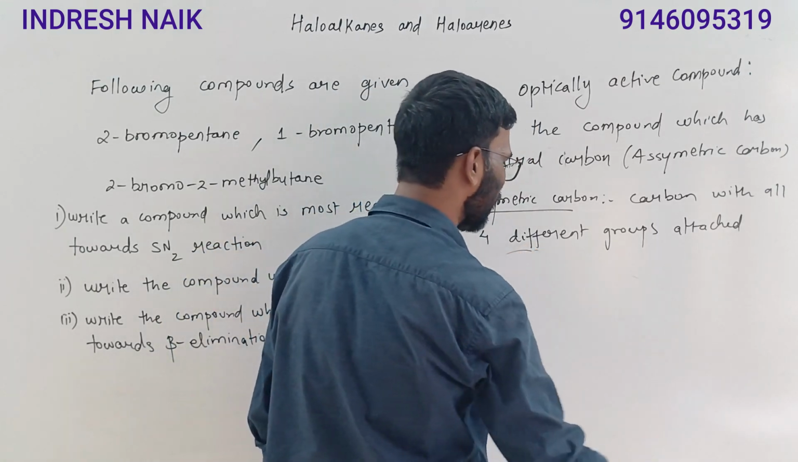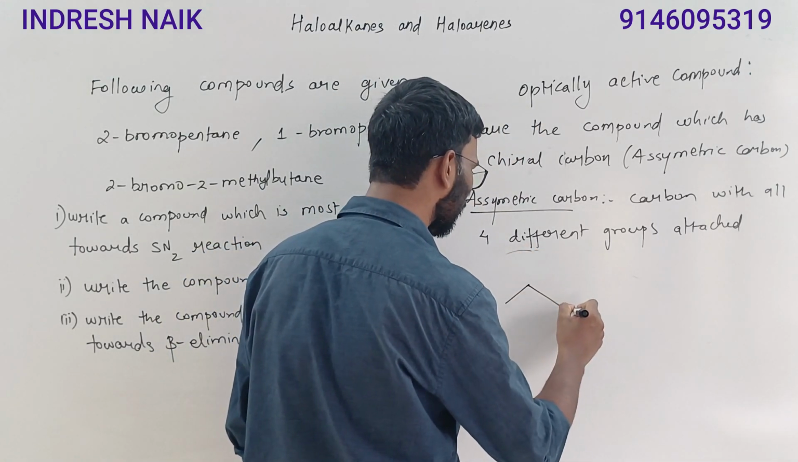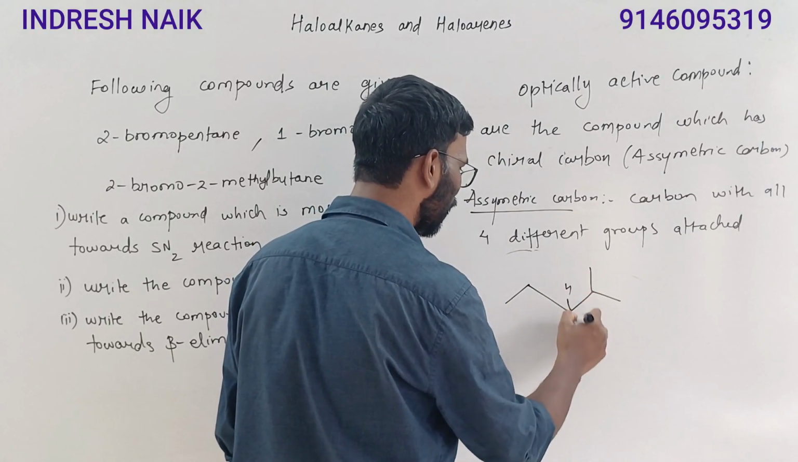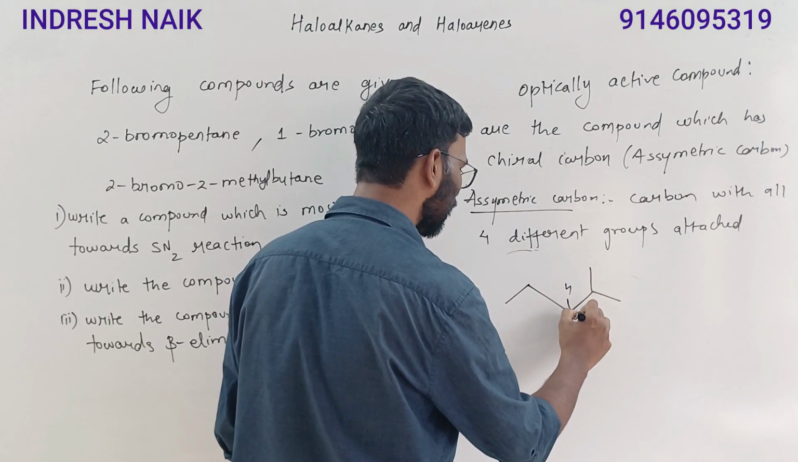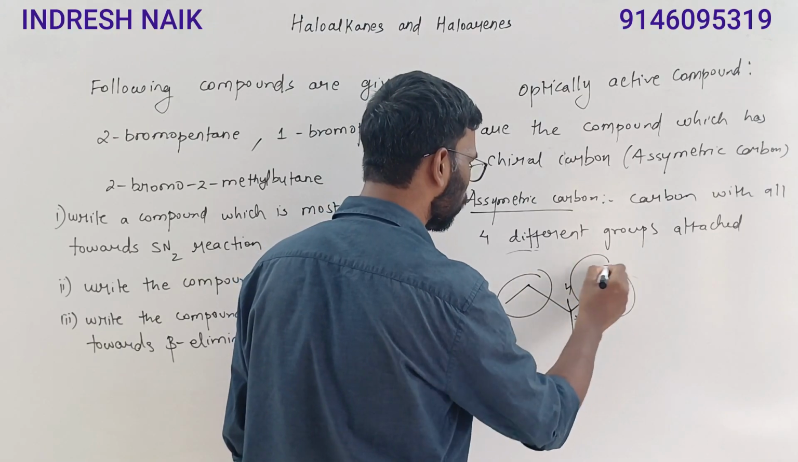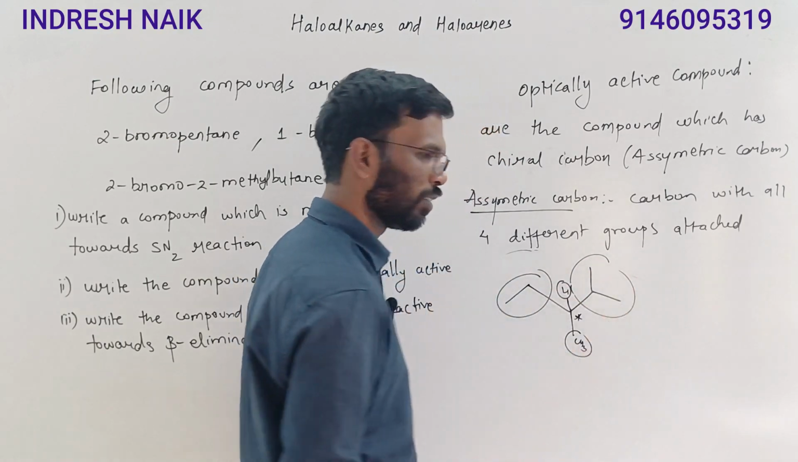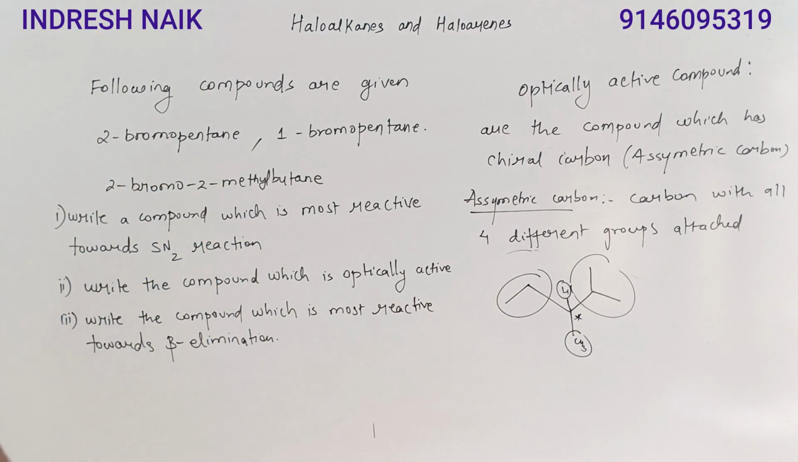For example, we can write over here, this is the hydrogen, this is methyl, and this is a chiral carbon because this group is different, this group is different, this group is different, this group is different. That's it. So understand the meaning of a chiral carbon. Now the question is given. We'll focus on the question which is given over there.